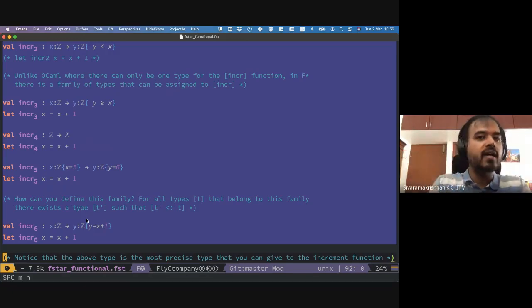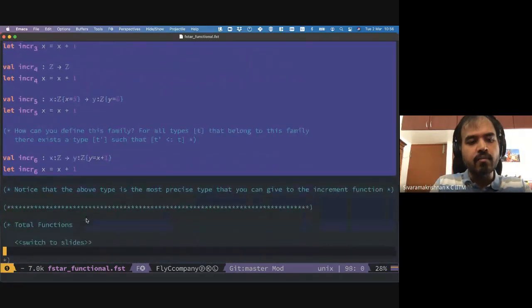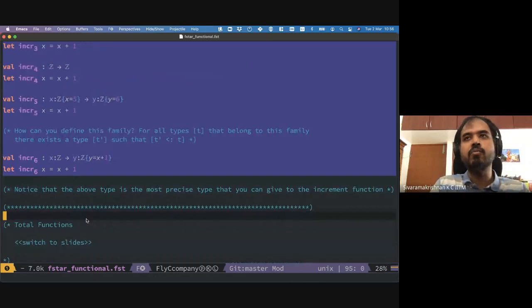And that is why F star was not able to prove that the subtyping rule actually went through. So yeah, I'll stop here. I think this is a good point to stop. Any questions on this?